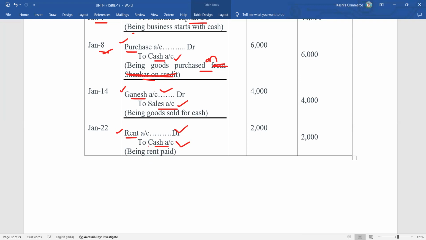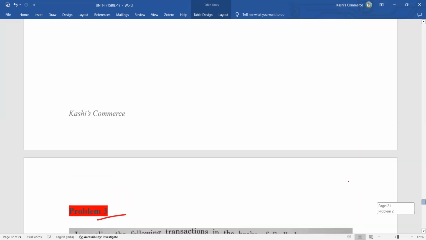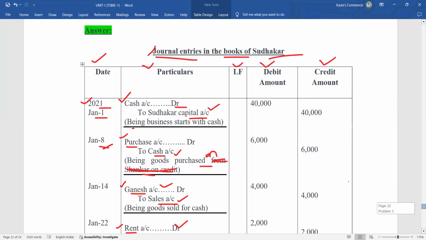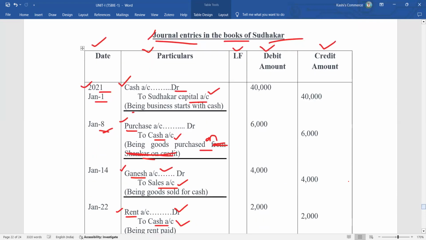Since cash goes out, we have to record the cash on the credit side. This is about the general entries of this problem, right? Read the question carefully once, and listen to this explanation one or two times, then you will get a clear understanding about this problem. This is the most important.